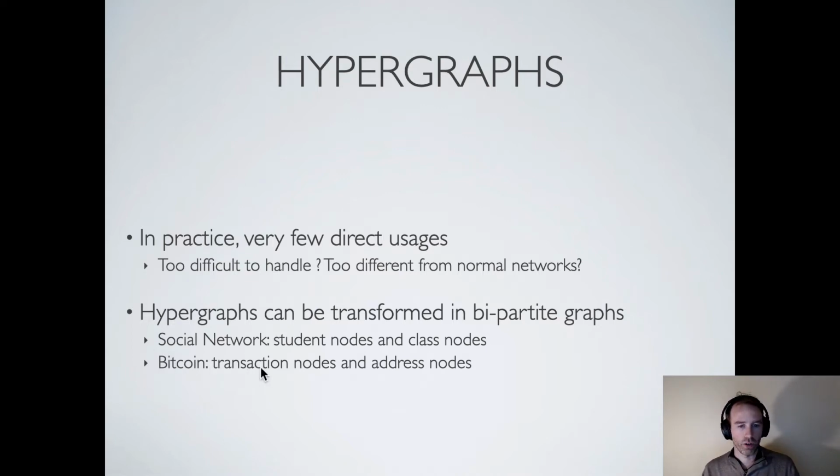Same with Bitcoin. In Bitcoin, you will have addresses involved in the transaction, which are one kind of node, and transactions are another type of node. You can have, for instance, edges from address to transaction to say what are the addresses in input of the transaction, and edges from transaction to addresses to say what are the outputs of the transaction. So it's a directed bipartite graph in this case.